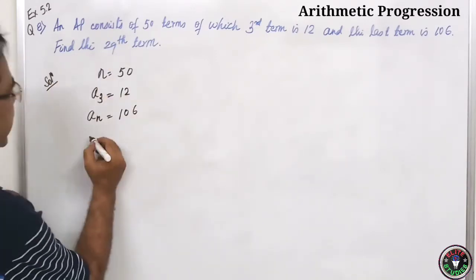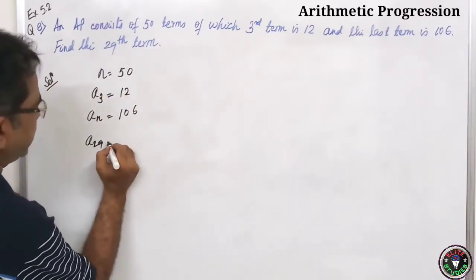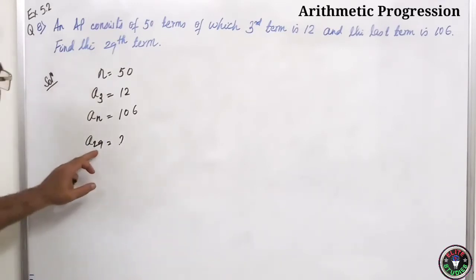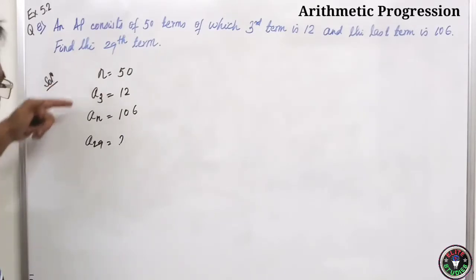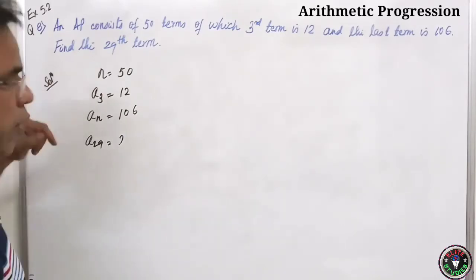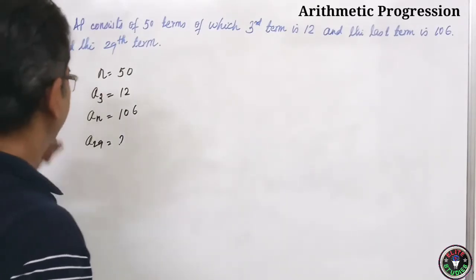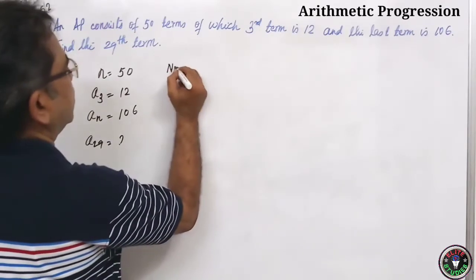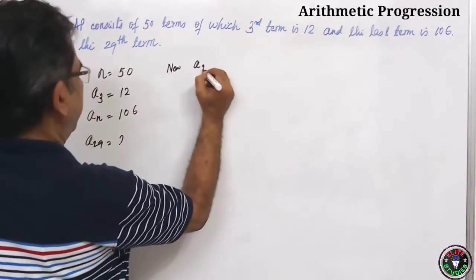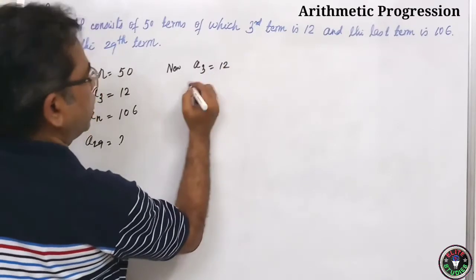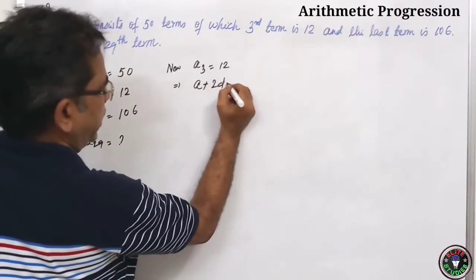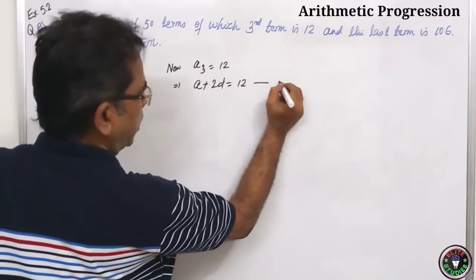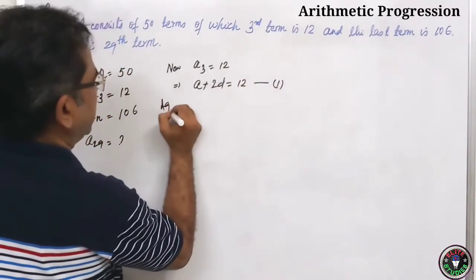We have to find A29, which is equal to what? A plus 28D. So neither A is given nor D is given. So we have to find that from these given conditions. So now you see, A3 is equal to 12. What does it give? It gives A plus 2D is equal to 12. This is equation 1.